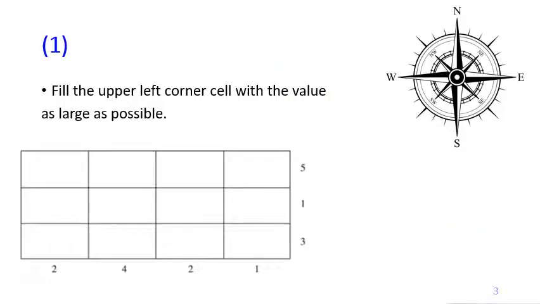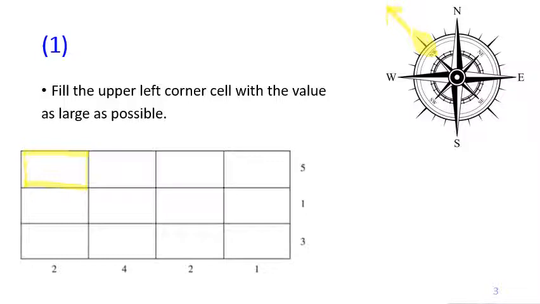So the name of this method comes from the fact that northwest is in this direction, right? Like in the upper left direction there. And this method works this way. We are going to fill the upper left corner with the value that is as large as possible. So if you look at this transportation table, you can see that the upper left corner that we may fill at this moment is this cell. It is the most northwest corner in the table.